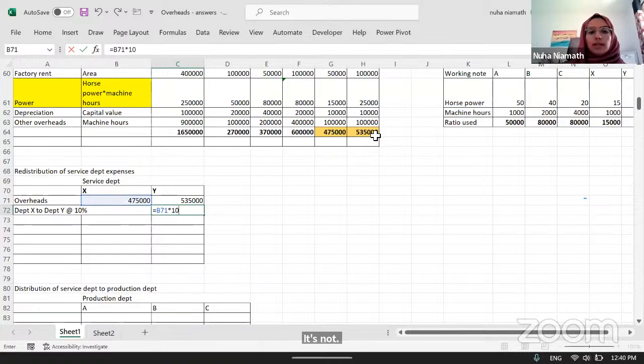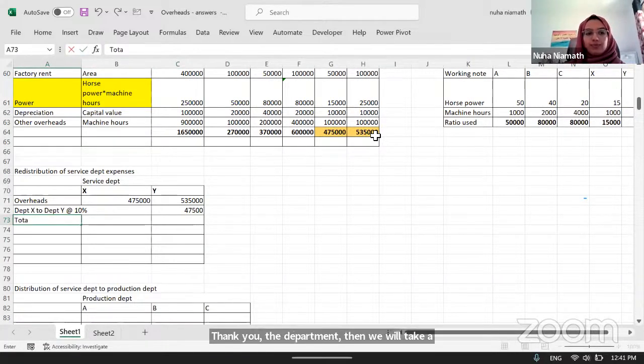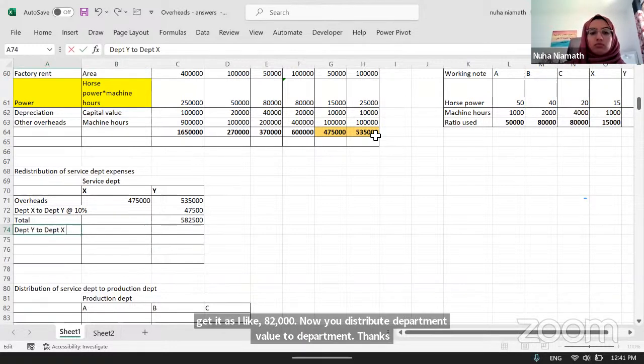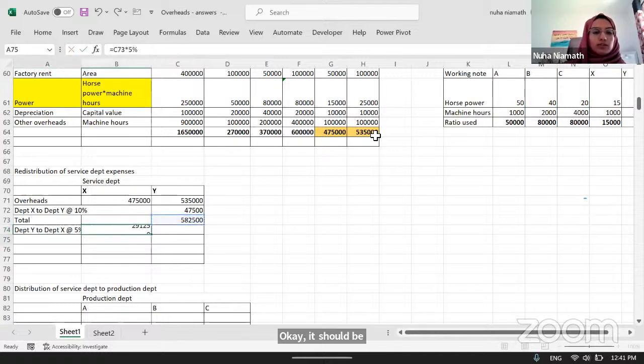Okay, into 10%. Then we will do department. Then we will take a total. We get it as 5,82,000. Now we will distribute department Y to department X at 5%. It should be this into 5%. It will come to 29,000.